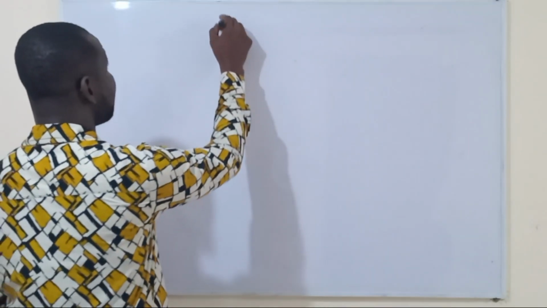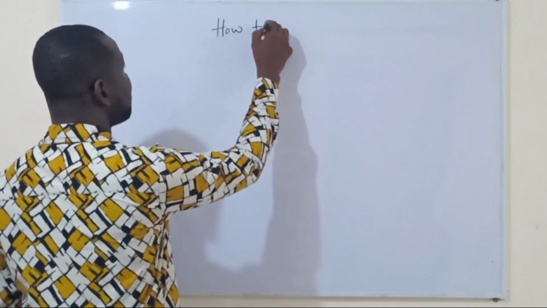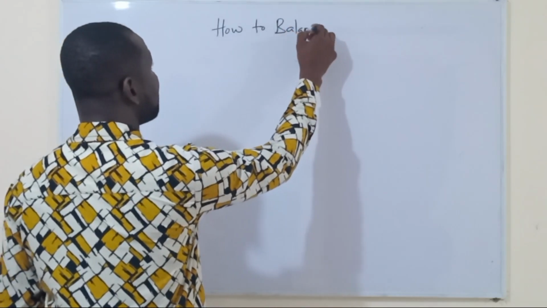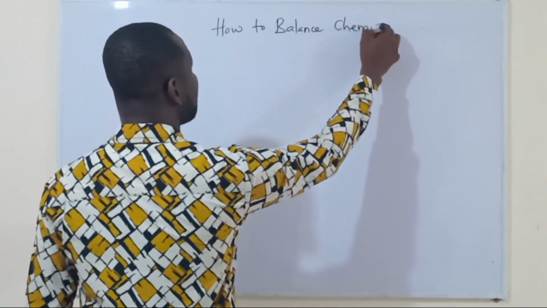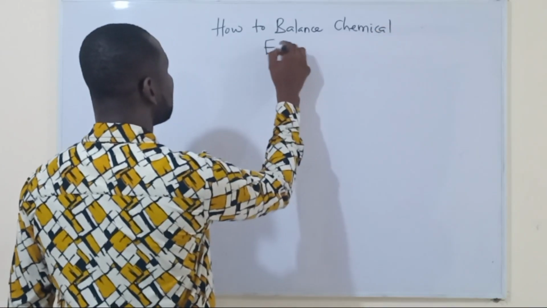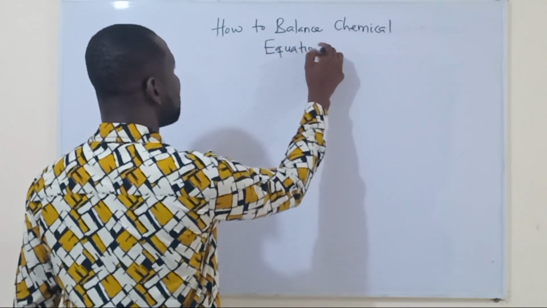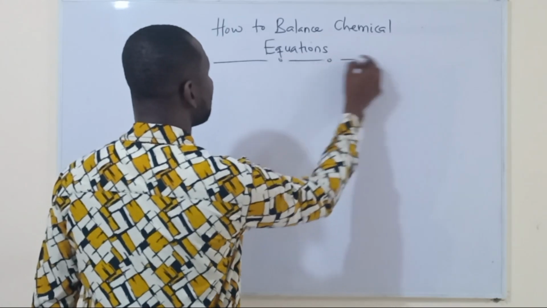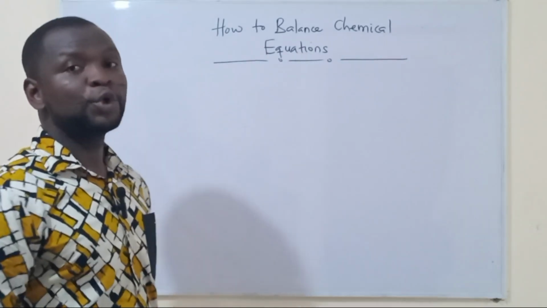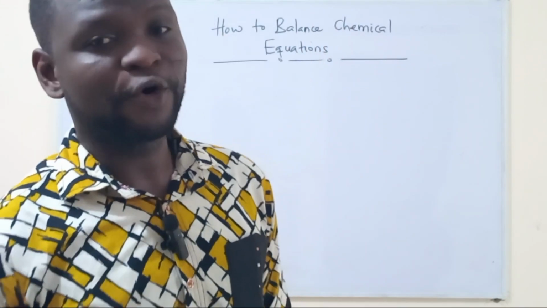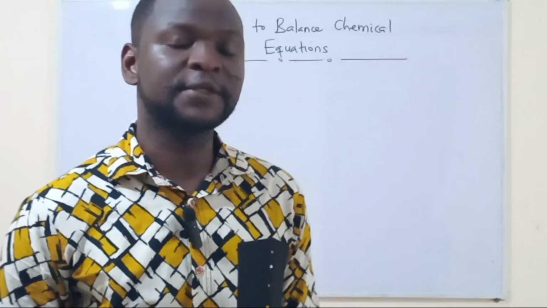Today we are going to look at how to balance chemical equations. We are going to look at how to balance chemical equations using two methods. The first method, I call it the guess method, and then the next method is using simultaneous equations. Let's see how we're going to do that through some examples.